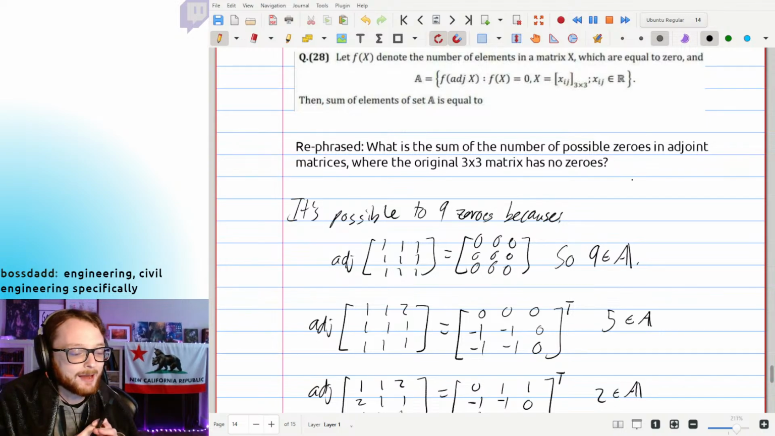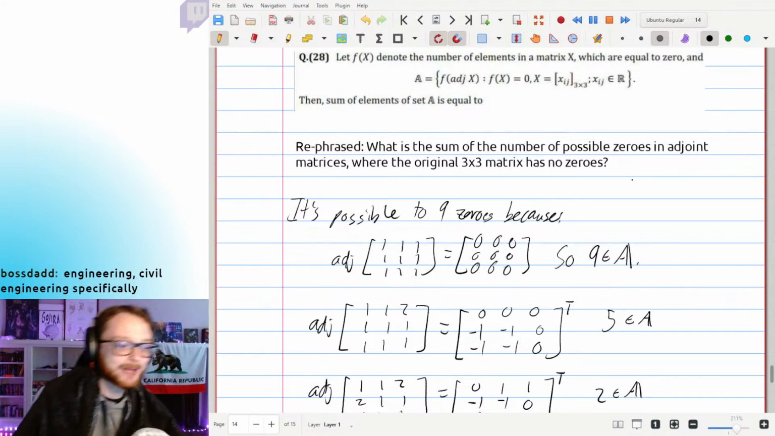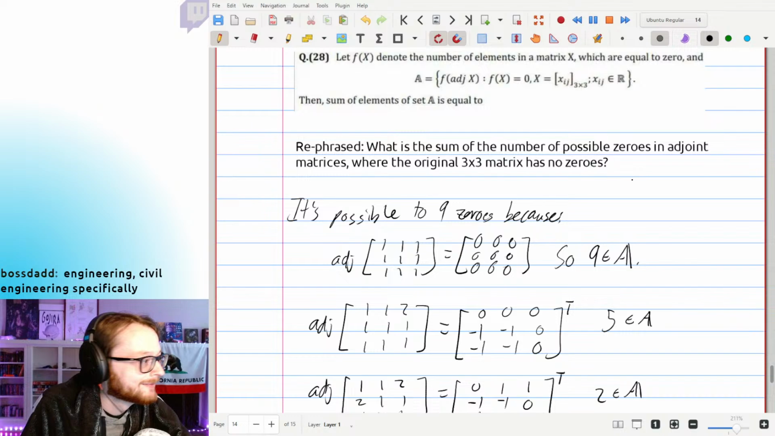It's kind of funny. I like applied math, but anytime I see an engineering problem, it immediately feels kind of scary to me because it just feels like everything is kind of flipped on its head from what I'm used to.